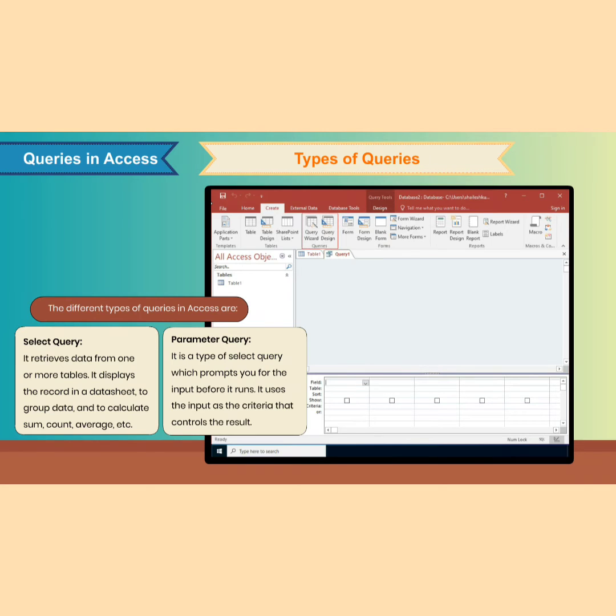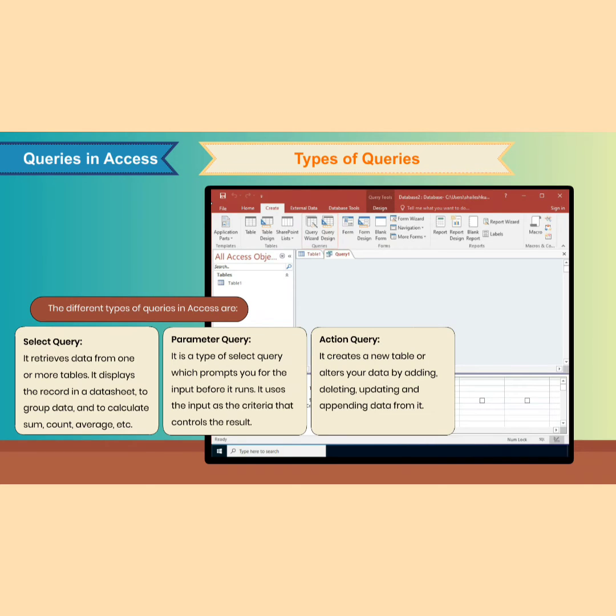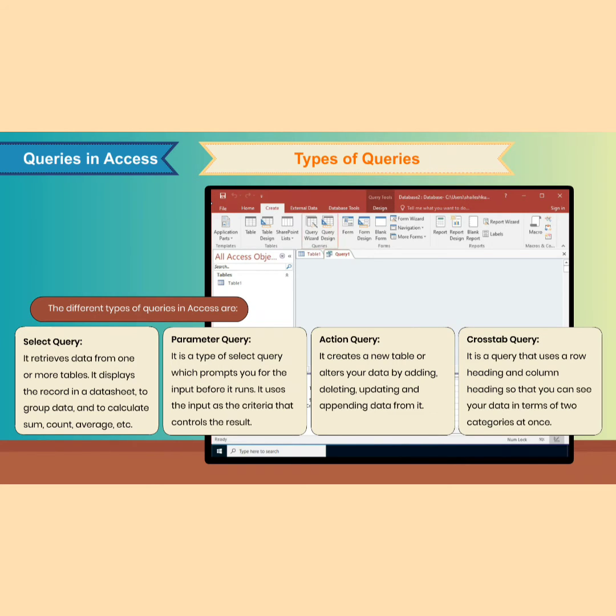Parameter query. It is a type of select query which prompts you for the input before it runs. It uses the input as the criteria that controls the result. Action query. It creates a new table or alters your data by adding, deleting, updating, and appending data from it. Cross-tab query. It is a query that uses a row heading and column heading so that you can see your data in terms of two categories at once.